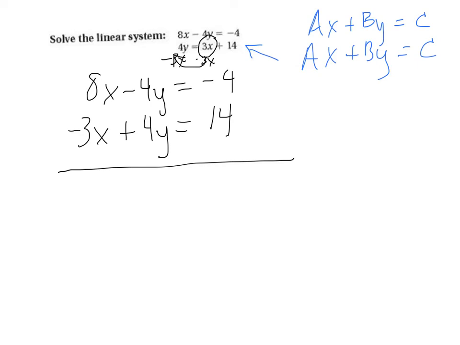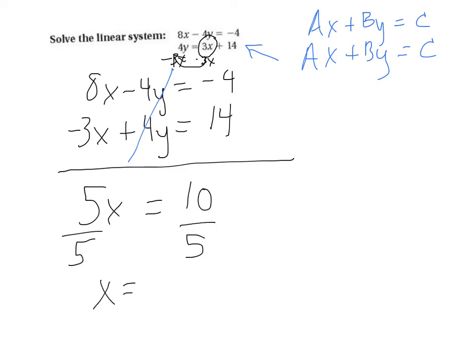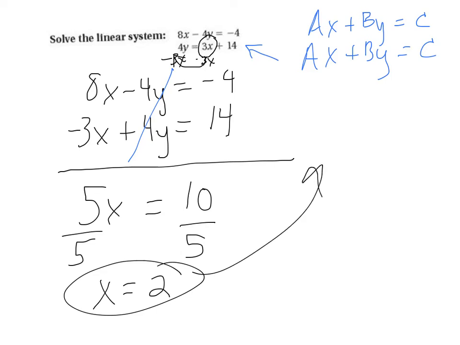Well, you can go straight to adding these equations because you see that the 4y and the negative 4y match up, so they will go away. As you add these, you'll have 5x equals negative 4 and 14 is 10. Oh, I'm as happy as a clam on Easter. X equals 2. Take that back up, put it into one of the original equations.